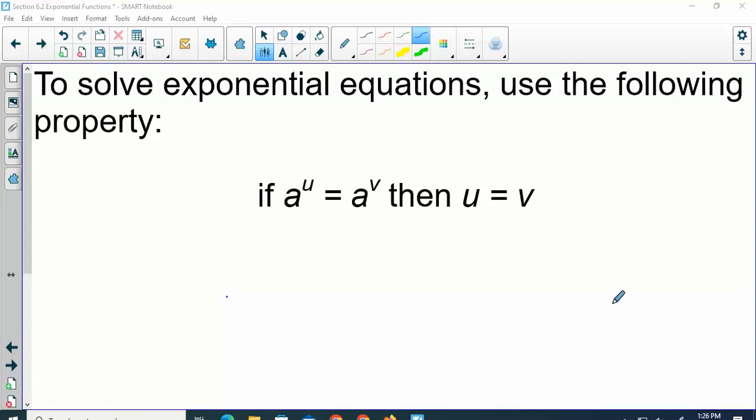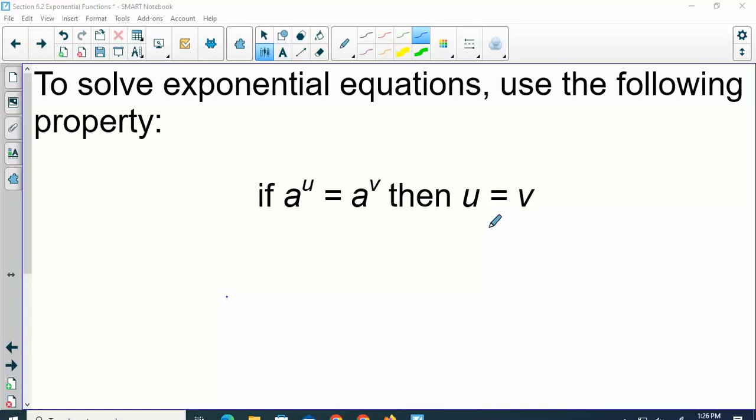So that's saying if you have two exponential equations with the same base that are equal to one another, then that means the exponents have to be equal. Now the key: the base has to be the same. It has to be written once on each side, so I don't have multiple pieces over here, just one thing.